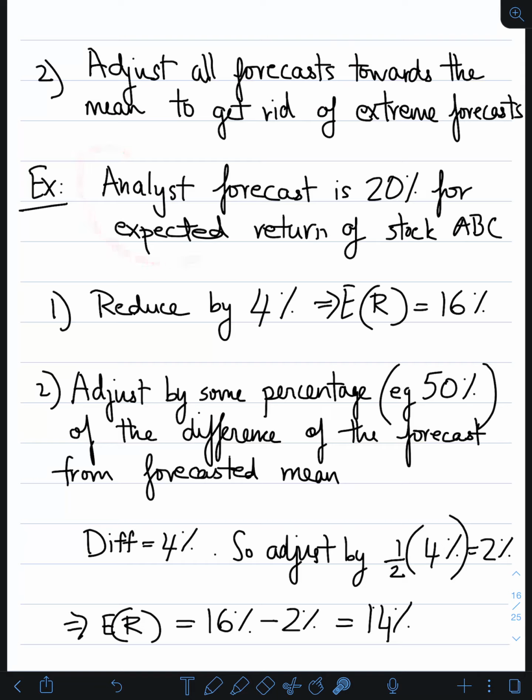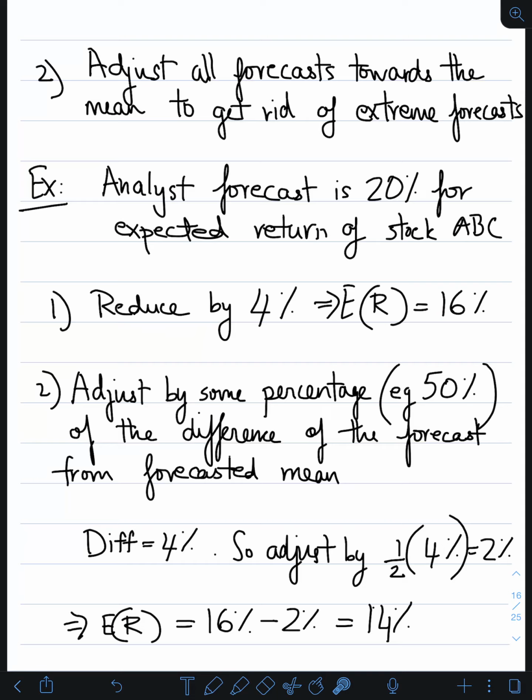Okay, so let's assume that there's this stock ABC and an analyst forecasts 20% for expected return for that stock. Now we're trying to find what would be a corrected estimate based on that analyst forecast. We still want to use the analyst forecast, because there's some information in there, but we're trying to find out what errors we can remove from it to best use it. So the first step, remember, is we're going to reduce everything by 4%. If that expected return was 20, it now becomes 16%.